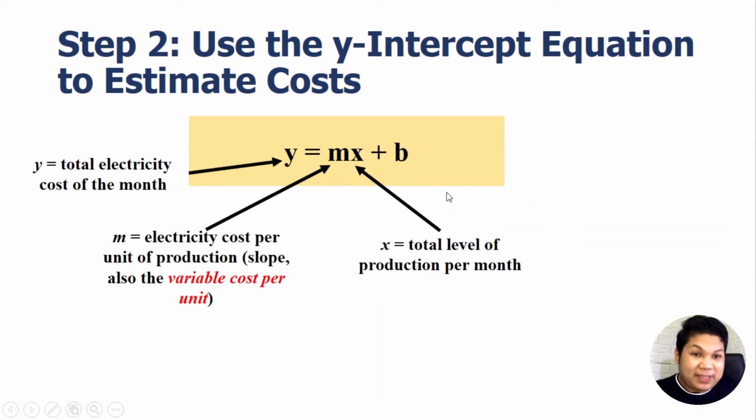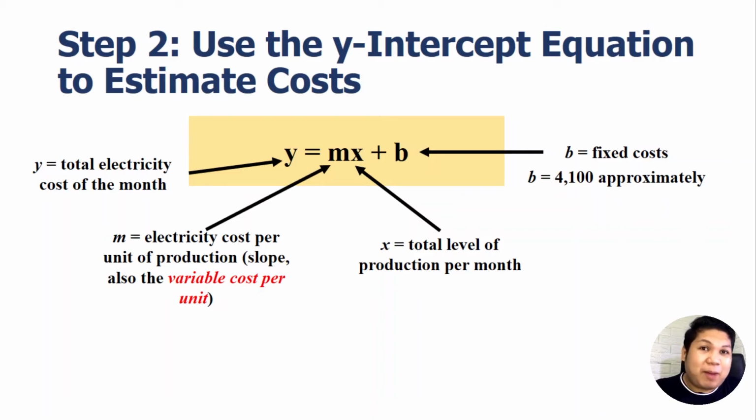Now, as I have said, the y-intercept in our graph is actually the b, the fixed cost. Okay? So, according to our graph drawing that I have just presented to you a while ago, the b is approximately at 4,100. Again, that is not a precise amount, but just a visual estimation based on the graph we have just drawn. Okay? So we will use this equation in estimating our costs.